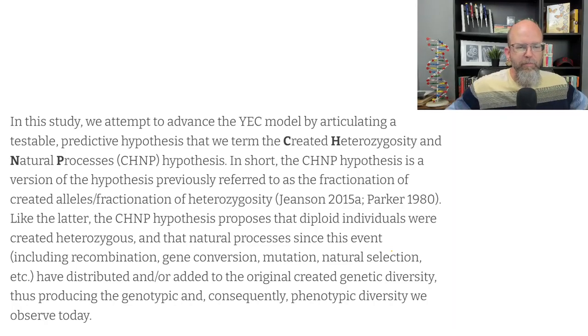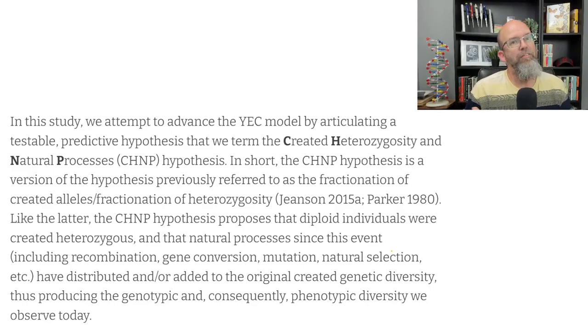In the study, we attempt to advance the young Earth creationist model by articulating a testable, predictable hypothesis, which we term created heterozygosity and natural processes. So that's the CHNP model or hypothesis. In short, the CHNP hypothesis is a version of the hypothesis previously referred to as the fractionation of created alleles / fractionation of heterozygosity. All right.